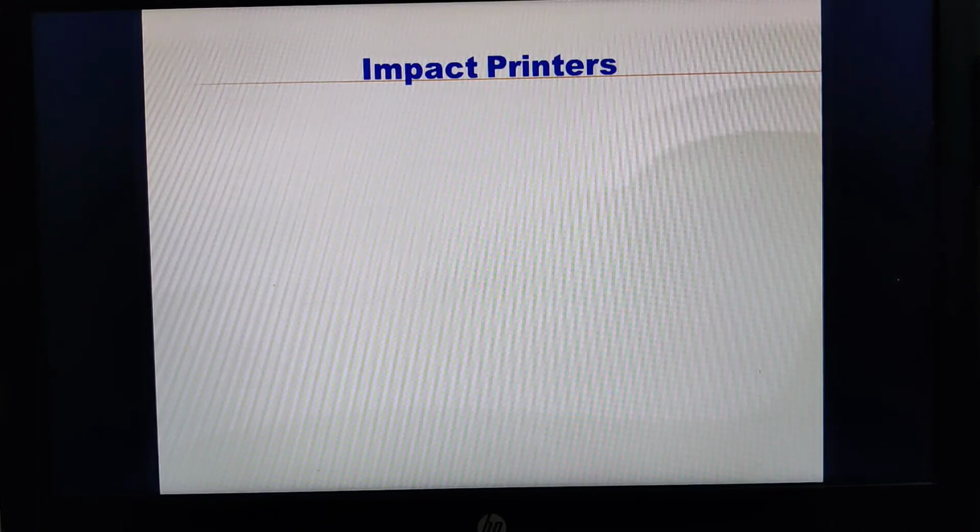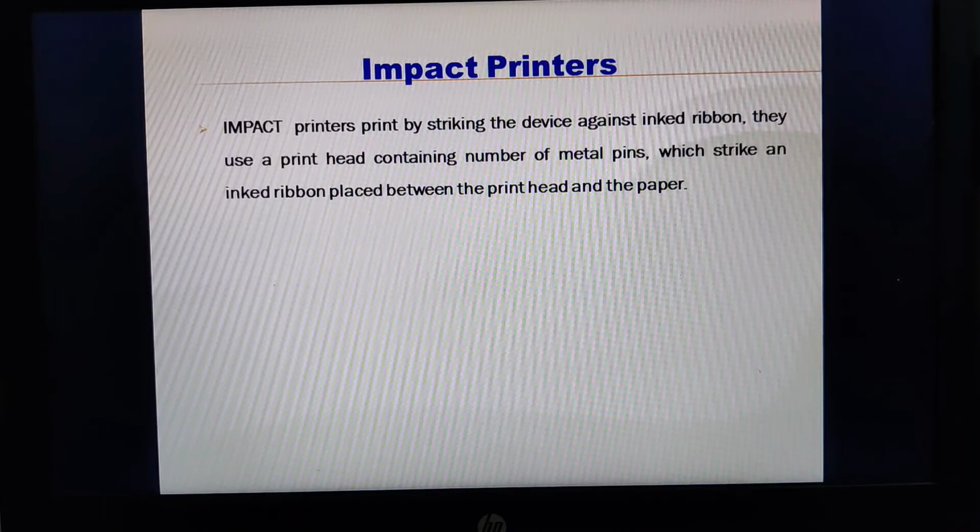As I said, impact printers print by striking a device against the ink ribbon. How do they do the striking? They use a print head containing metal pins, like how in typewriters we had metal pins to strike against the paper. In the same way, impact printers have metal pins to strike against the ink ribbon, and that strike goes on to the physical medium called paper. That's how impact printers print.